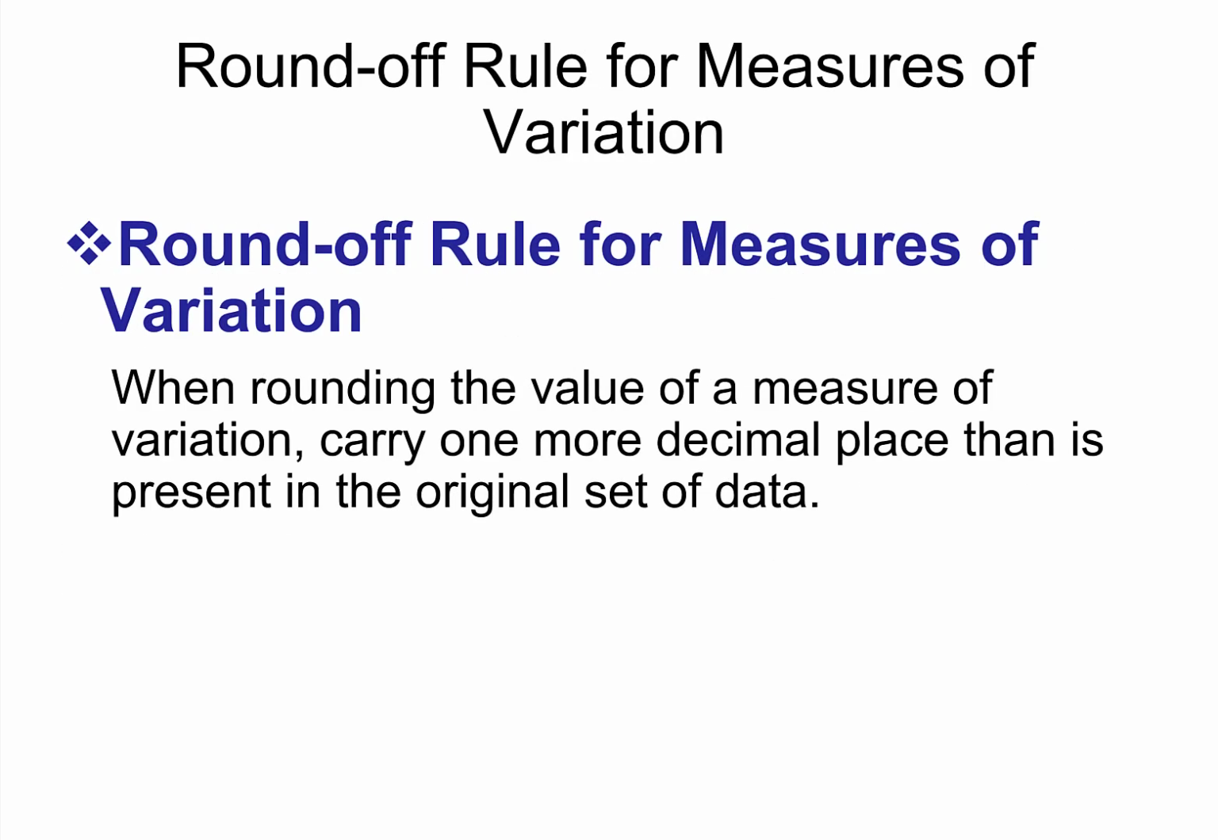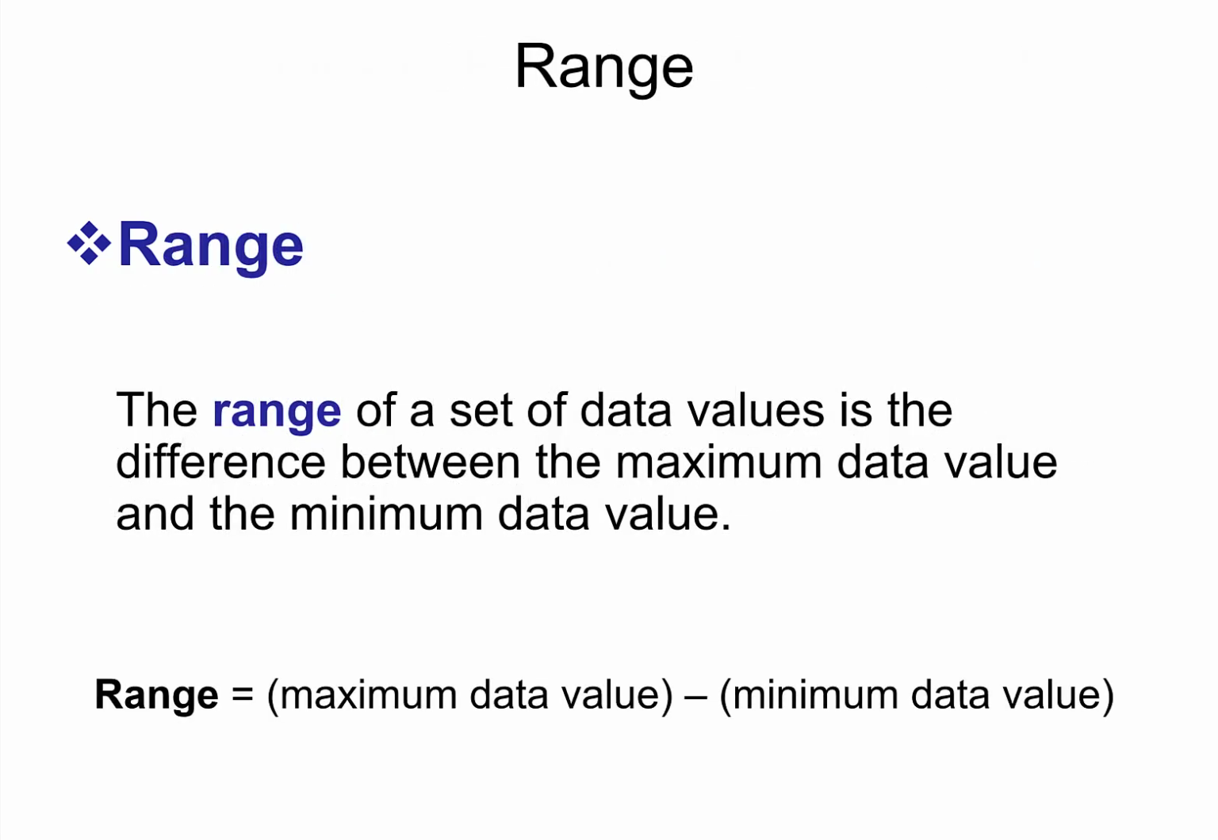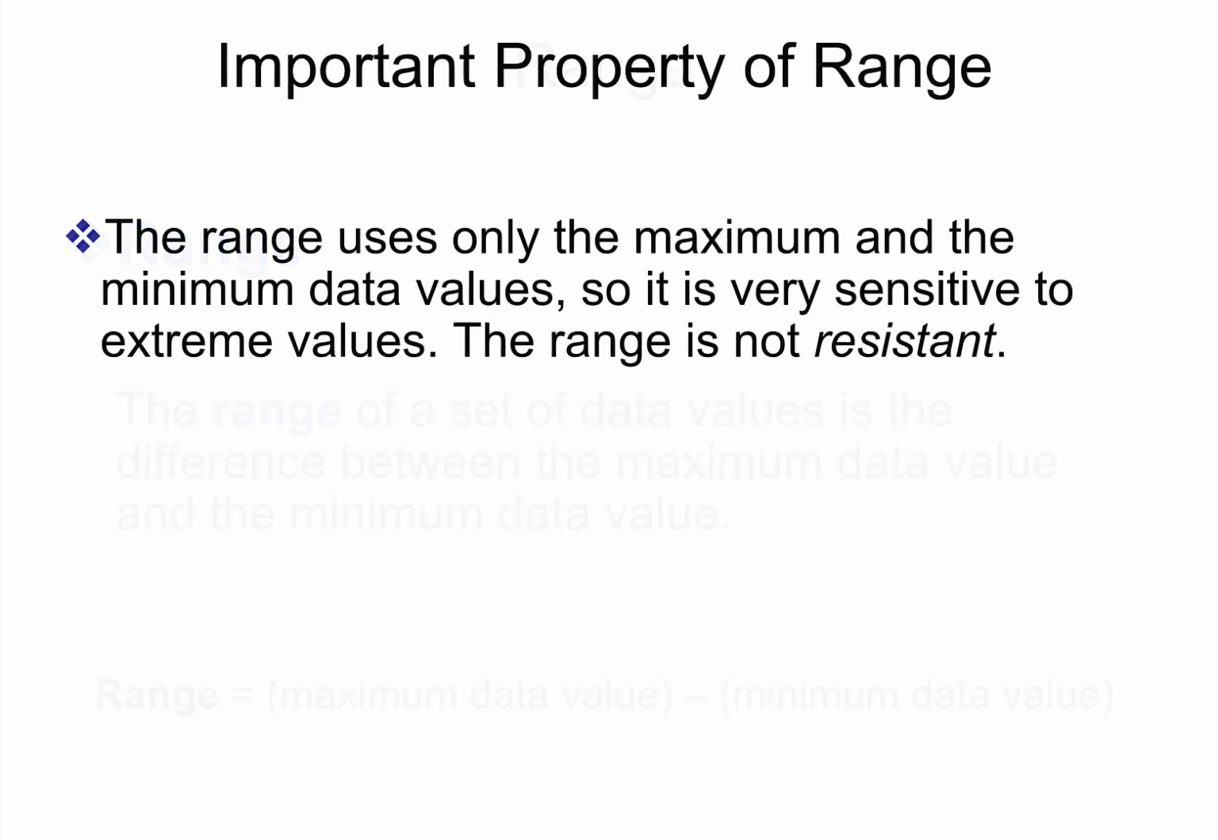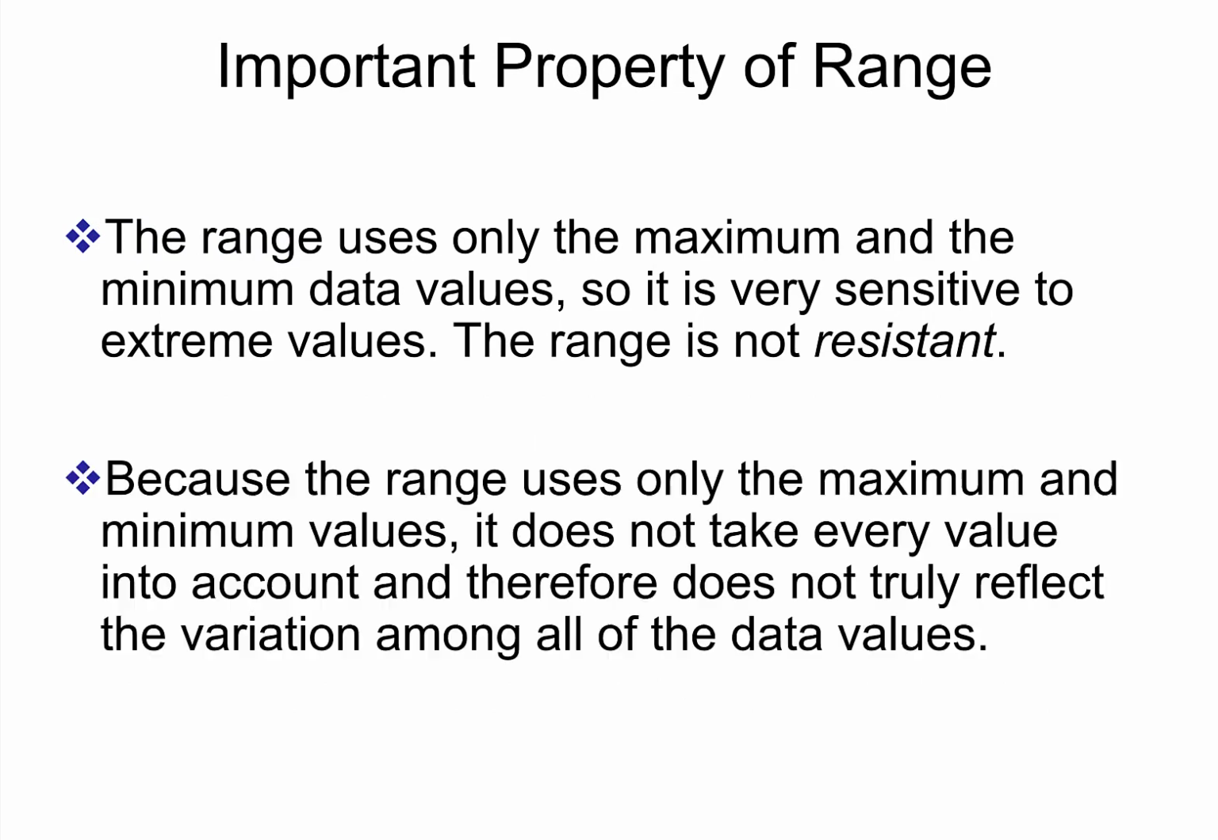understand them. The round-off rule for measures of variation, similar to what we had in the last section for measures of center, will carry one more decimal place than is present in the original set of data. The range of a set of data is the difference between the maximum and the minimum. The range uses only the maximum and the minimum, so it's very sensitive to extreme values. The range is not resistant.